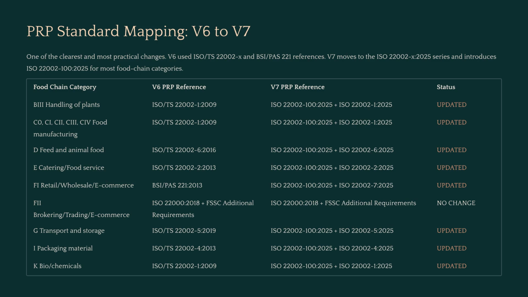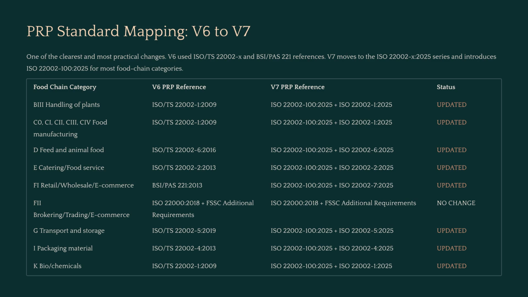For food manufacturing, catering, transport, and similar categories, this layered approach helps create consistency and makes it easier to compare requirements across different operations. For retail and wholesale, the move is even more visible because Category FI has now transitioned from the old PAS 221 model to ISO 22002-7 2025. This is a significant shift because it formally recognizes the unique operational realities of retail and wholesale businesses, especially where storage, distribution, and e-commerce are involved.